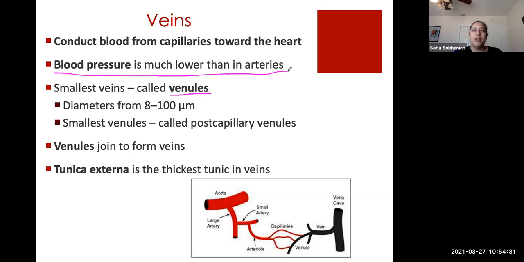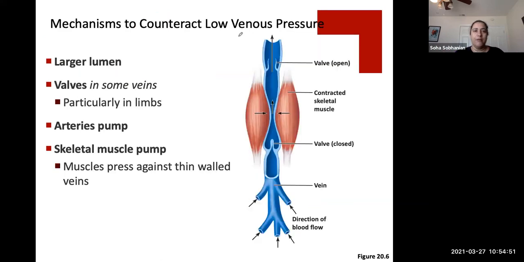So the question is, I have low pressure. For instance, how do I take the blood that is in my toes or my feet or my leg and bring it up against gravity back toward my heart? How do I do that when I have little or no pressure to work with? For that, this is what you use, the mechanisms to deal with that low pressure.